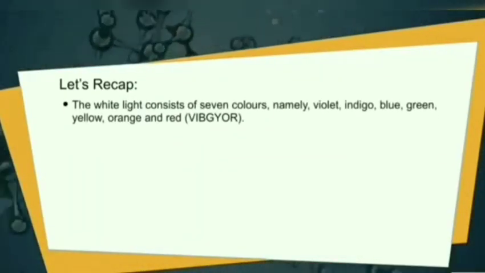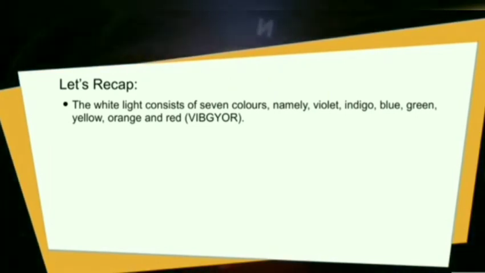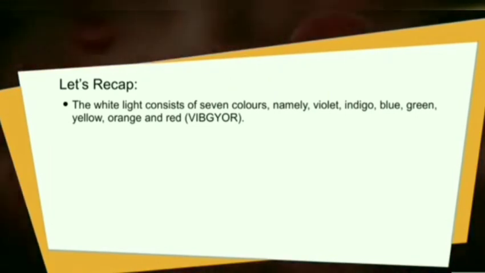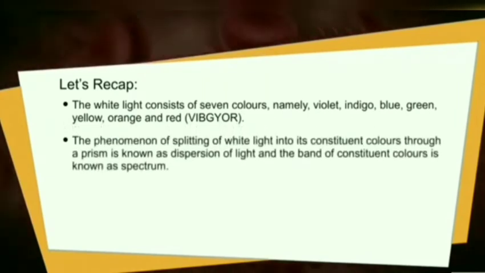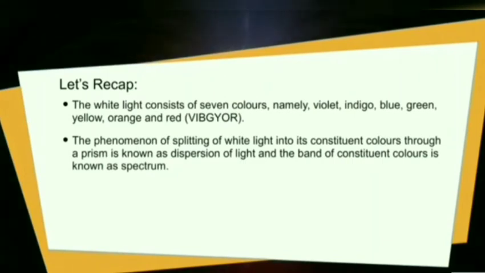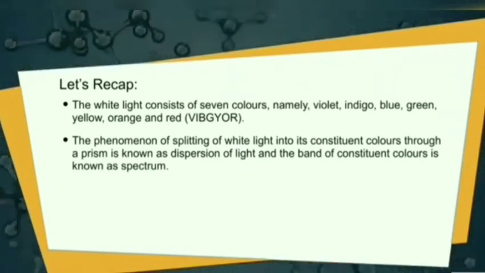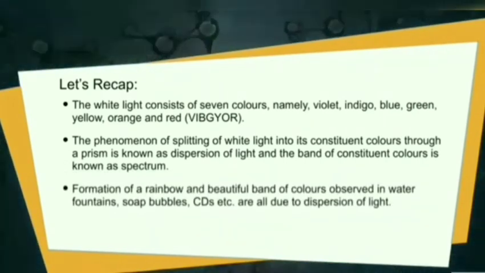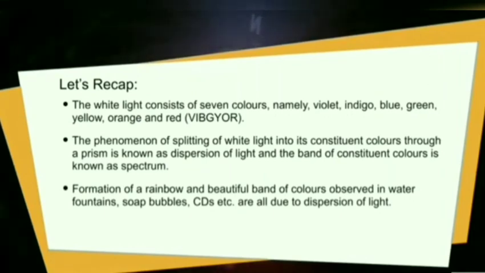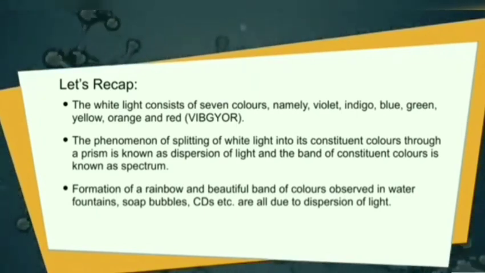The white light consists of 7 colors, namely violet, indigo, blue, green, yellow, orange and red, VIBGYOR. The phenomenon of splitting of white light into its constituent colors through a prism is known as dispersion of light, and the band of constituent colors is known as spectrum. Formation of a rainbow and the beautiful band of colors observed in water fountains, soap bubbles, CDs, etc. are all due to dispersion of light.